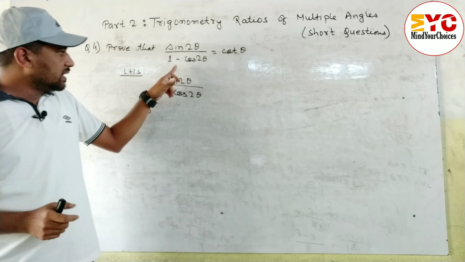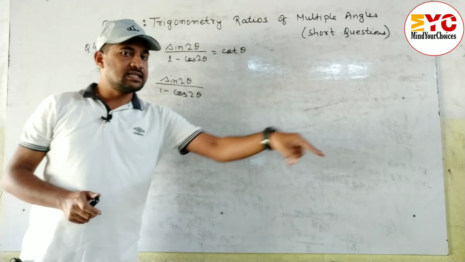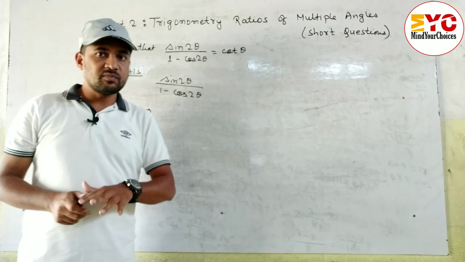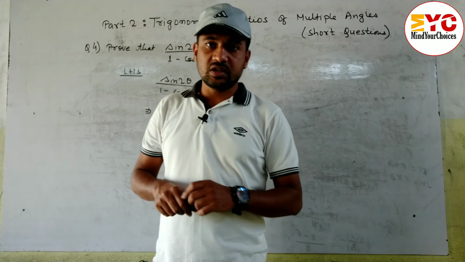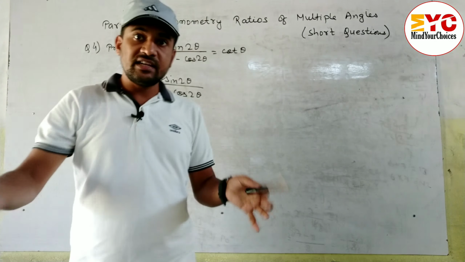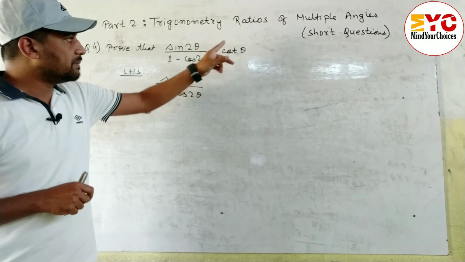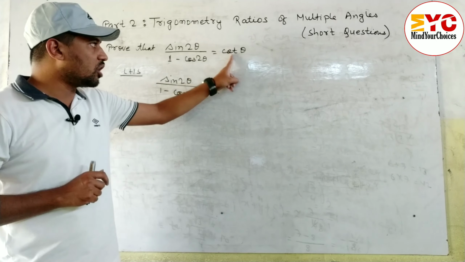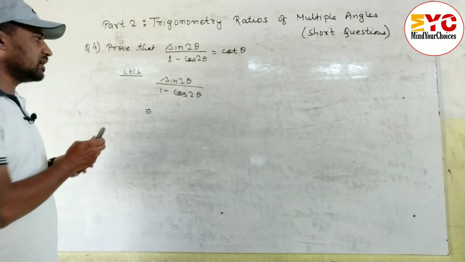Okay, so for sin 2a we have to use only one formula, 2 sin theta cos theta, but for cos 2 theta we have formulas 2 cos square theta minus 1, 1 minus 2 sin square theta. So out of these we have to use one, but which one? It depends on RHS. We have to prove cot. Cot means cos by sin. So we have to use the sin formula here.